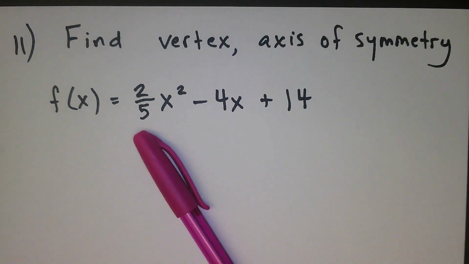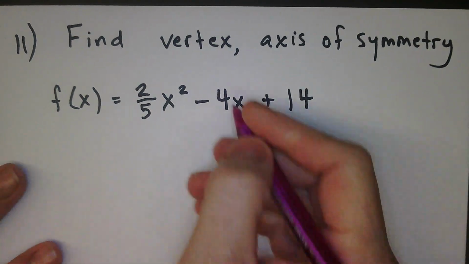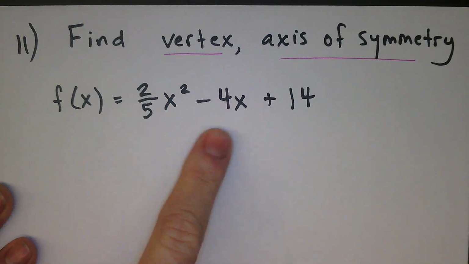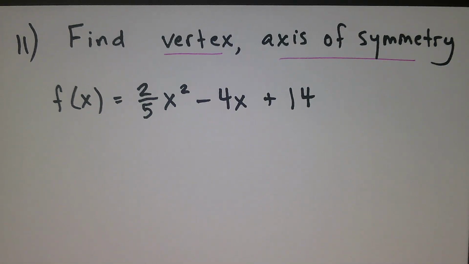Okay, we're looking at section 3.3, number 11. We want to find the vertex and the axis of symmetry. So two things we need. We are given the function f of x is 2/5 x squared minus 4x plus 14.